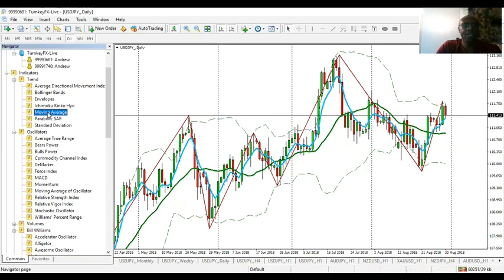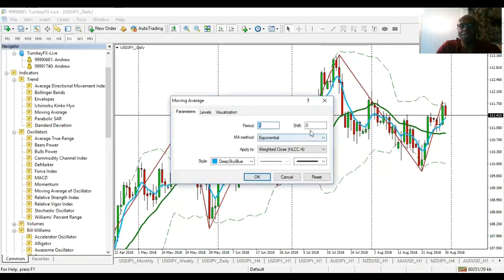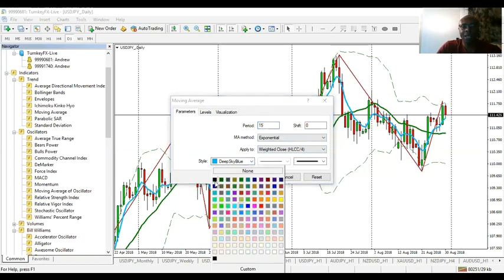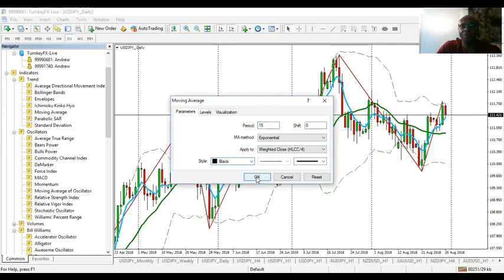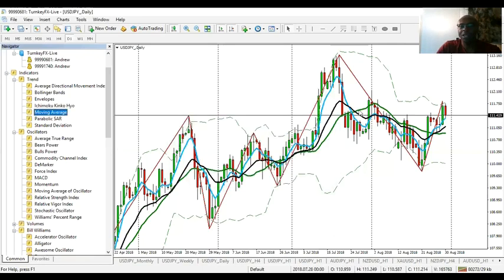And then I add another moving average, and it's going to show you the last one that you added. So I just change that to 15 instead of 5, and I make it black. There you go, there's a black, there's a 15, there's a 5, and the 20 Bollinger Band.